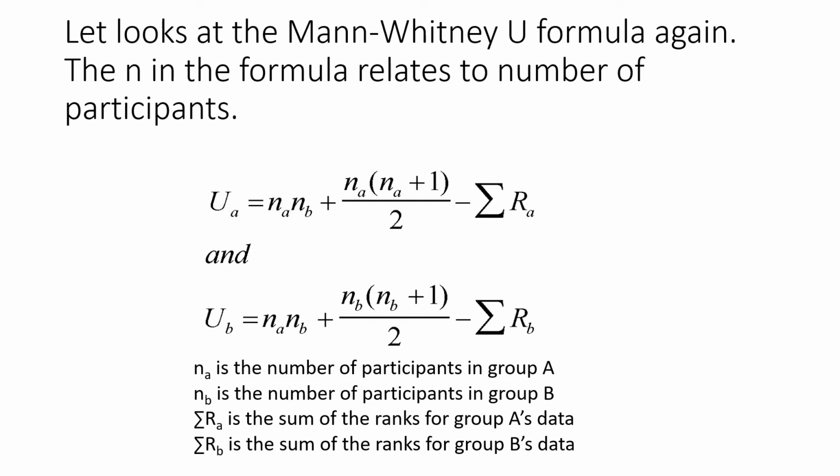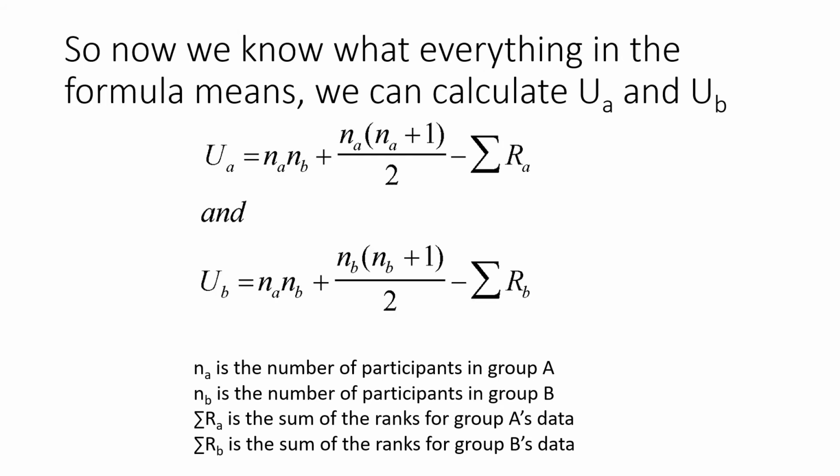Let's look at the Mann-Whitney U formula again. The N in the formula relates to number of participants. NA is the number of participants in Group A, and NB is the number of participants in Group B. We already know that sigma RA is the sum of the ranks for Group A's data, and sigma RB is the sum of the ranks for Group B's data. So now we know what everything in the formula means, we can calculate UA and UB.